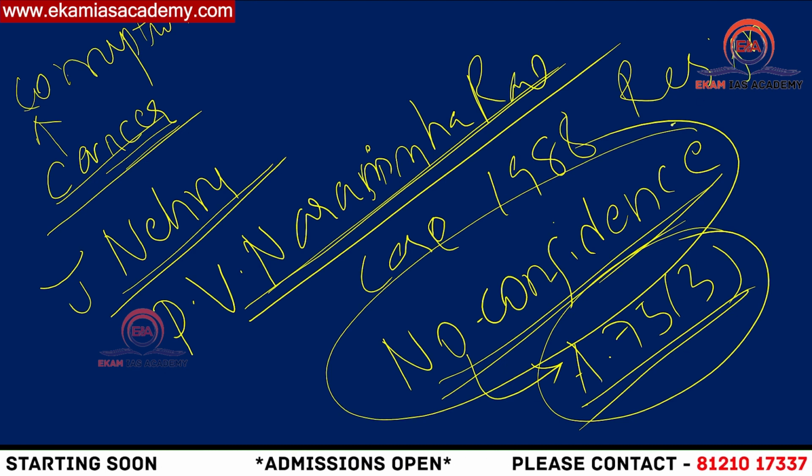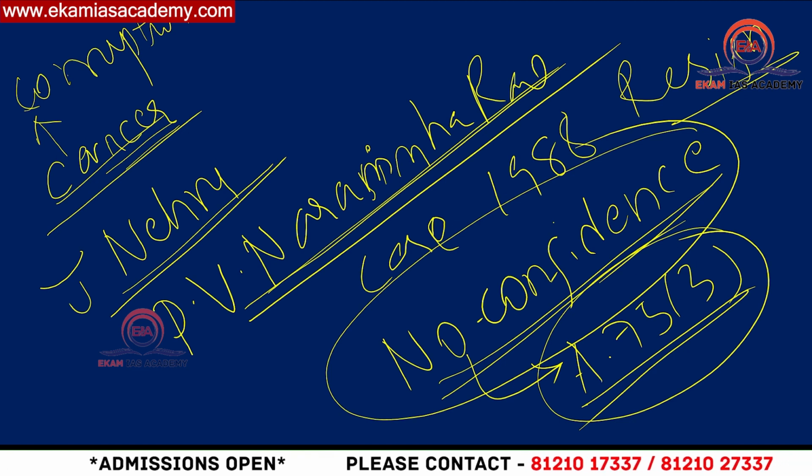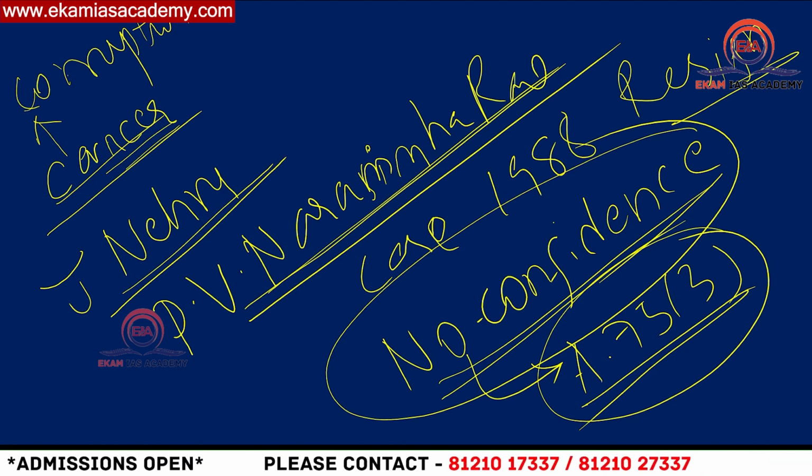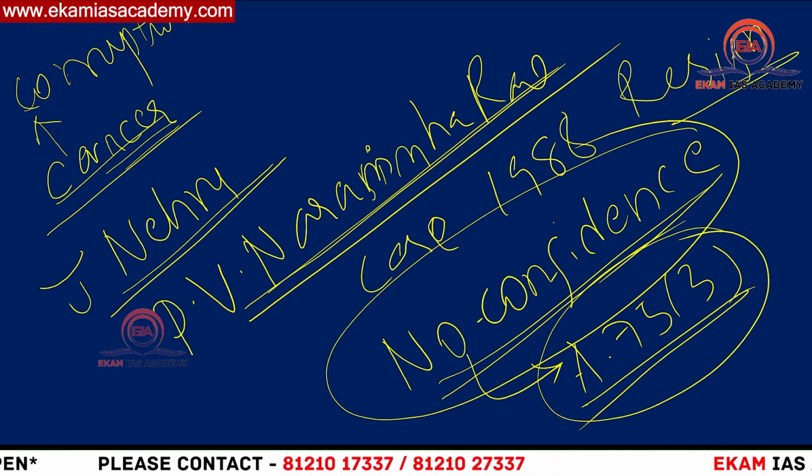Okay, that means there is a clear verdict, a clear mention in Article 75 Clause 3, that they can enjoy the power, or they can only be in office, as long as they're enjoying majority in the house. So this is what a no confidence motion is.